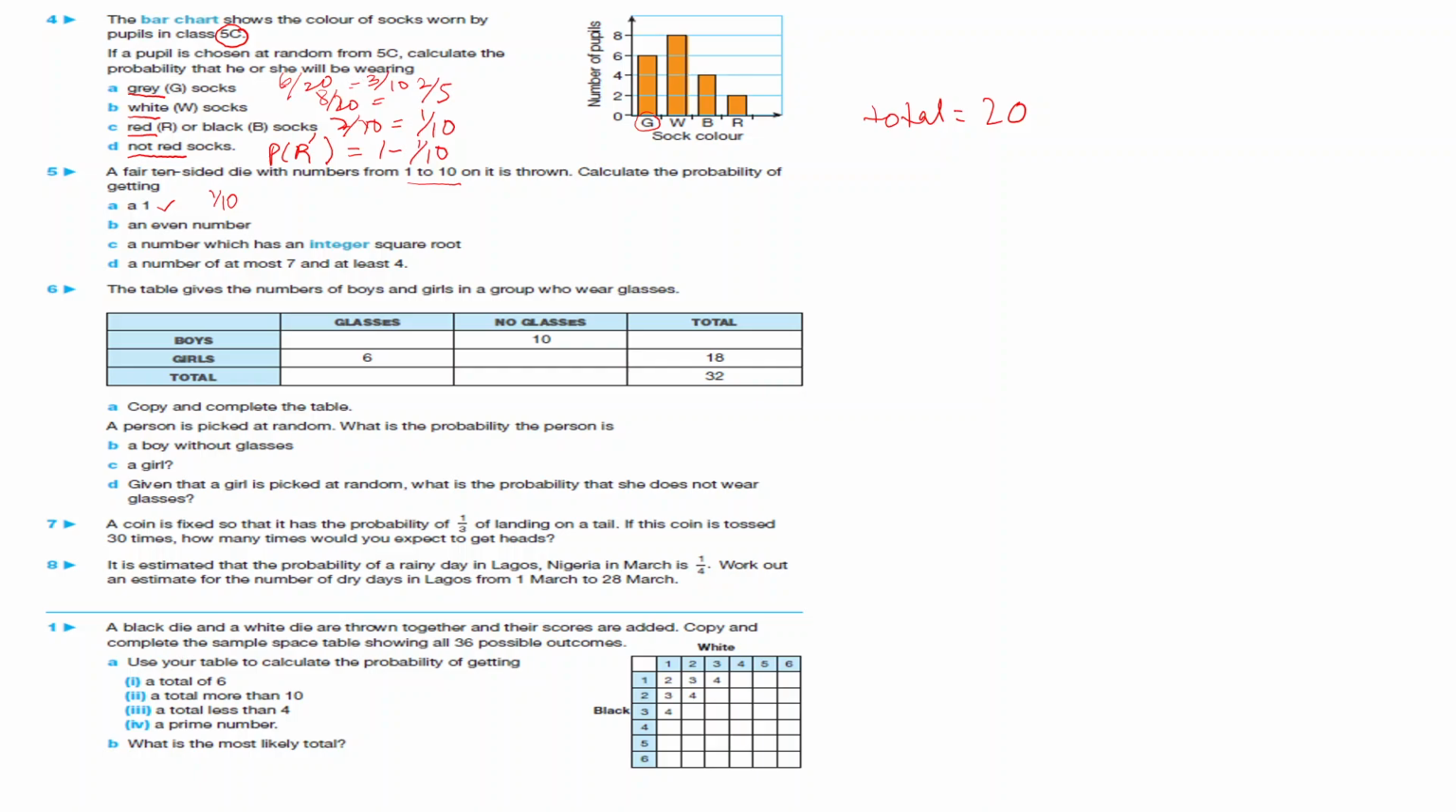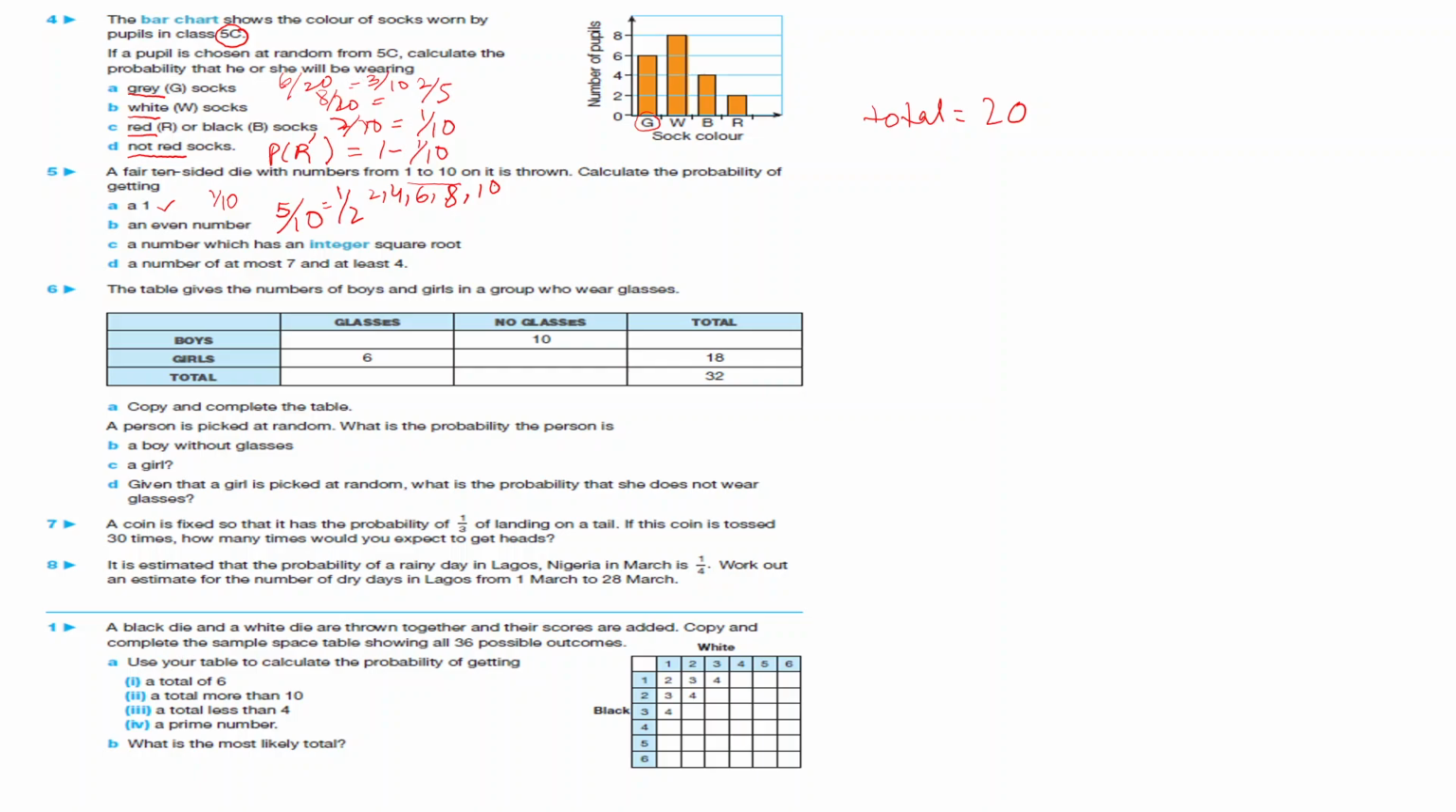An even number. So from 1 to 10, how many even numbers are there? 2 is an even number, 4 is even, 6 is even, 8 is even, and 10 is even. So 1, 2, 3, 4, 5. There are 5 even numbers. So 5 out of a total of 10, or in other words, 1 by 2. There is a half chance of getting an even number.